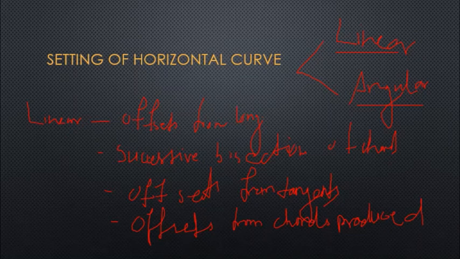And we can set out the curves using theodolites also. The angular methods of setting out of curve, there are two types. The first one is two theodolite method, and the second one is Rankine's method.